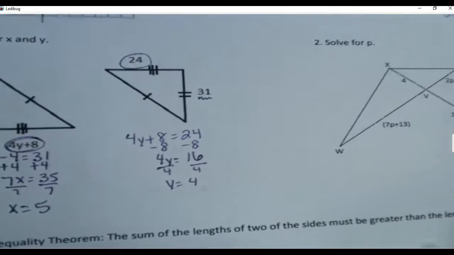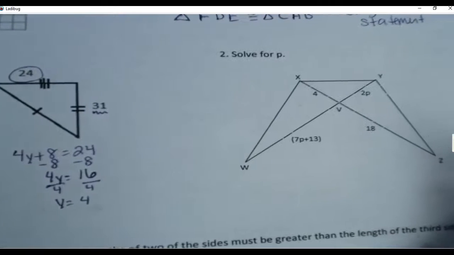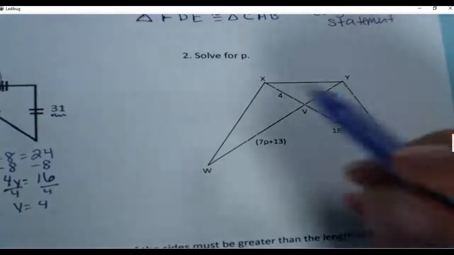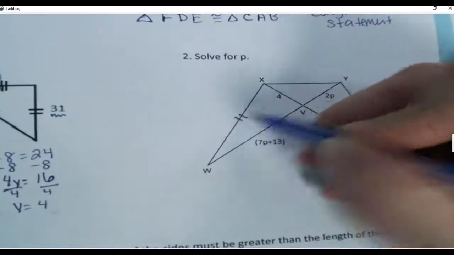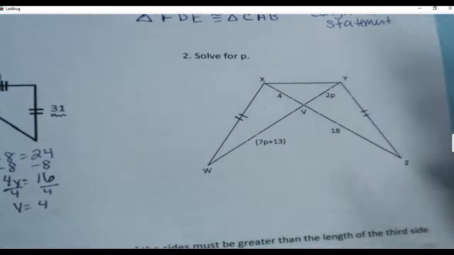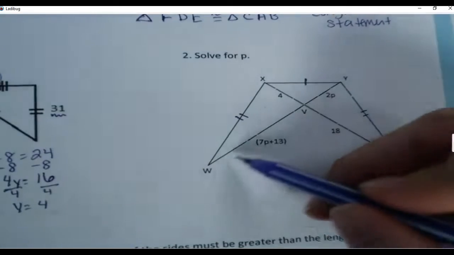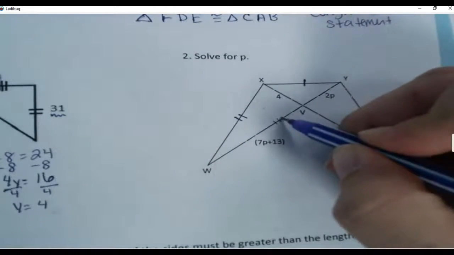Alright, let's look at number 2. So number 2 isn't a great problem because it doesn't tell us that these triangles are congruent, but we're just going to pretend like it does. So we're going to say this side matches this side. They share this side, so obviously it's the same. And then these longer sides are the same as well.